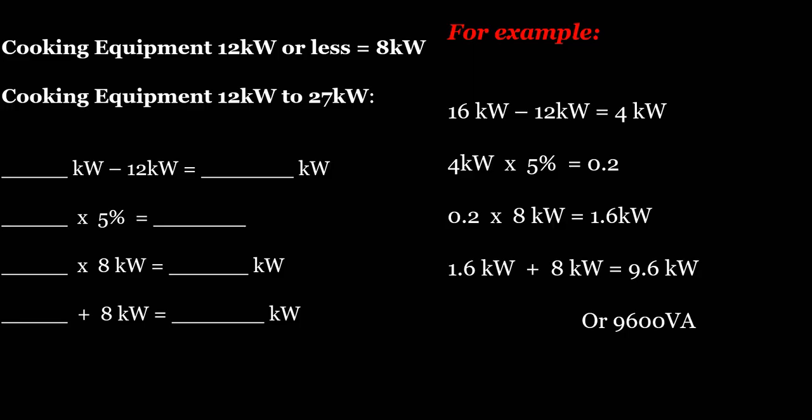16 kW minus 12 is 4. 4 kW times 5% gives you 0.2. And 0.2 times 8 kW is 1.6 kW. And then 1.6 kW plus 8 kW gives you 9.6 or 9600 VA. So if you had a load at 16 kW, that would be your actual amount that you would use for your calculation.